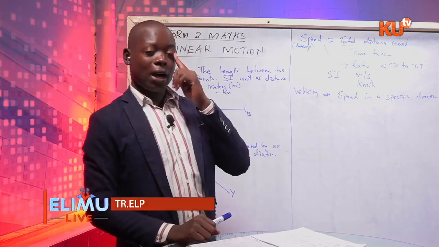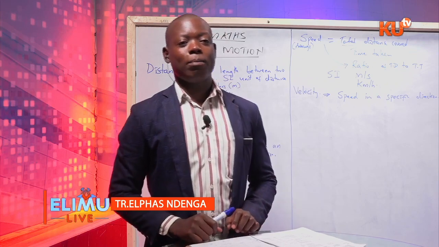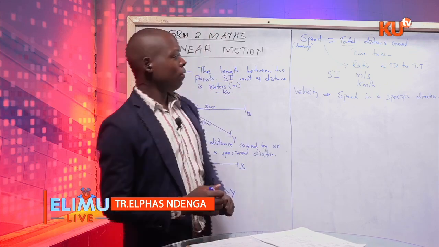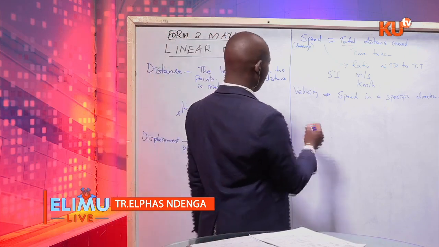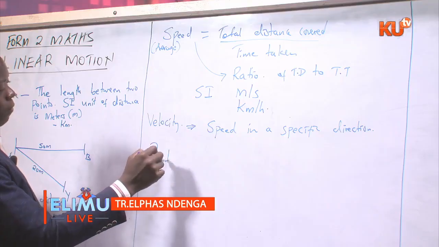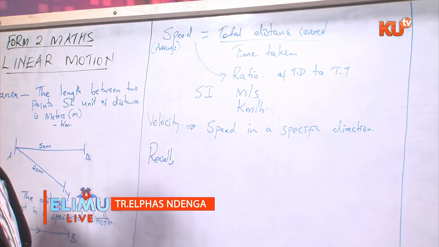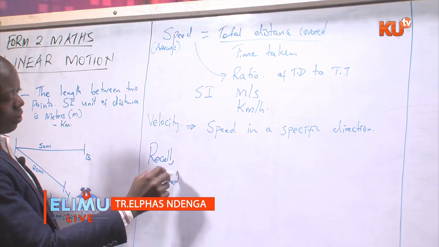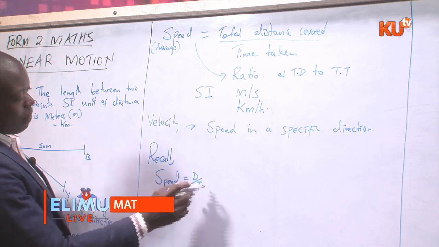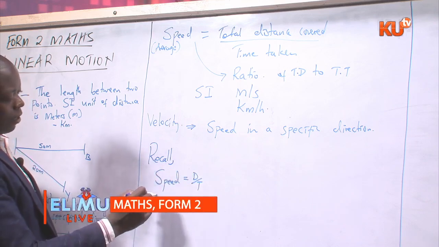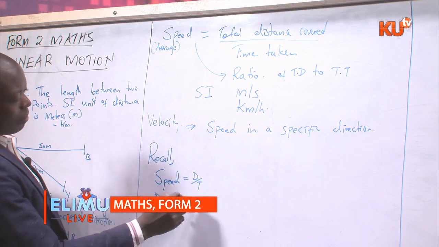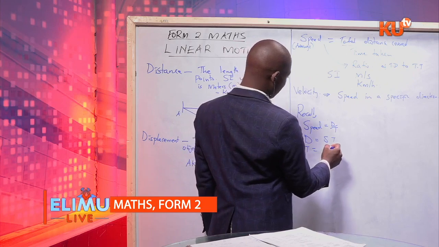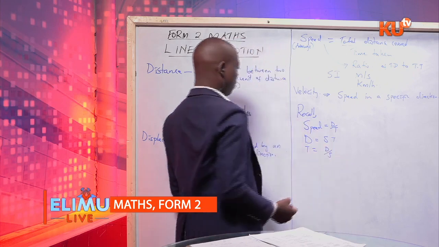So those are the basic terms that we need to understand in the topic linear motion before we do the calculation. But just to review what you learned in primary school mathematics, in terms of formulas, you are told that speed is distance over time, and you are told distance is speed times time, and time is simply the distance over speed.